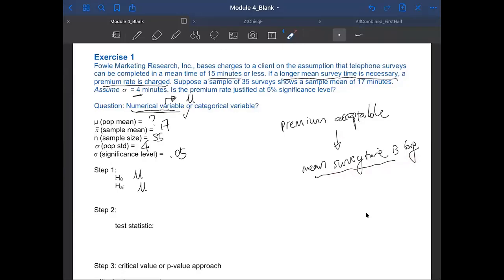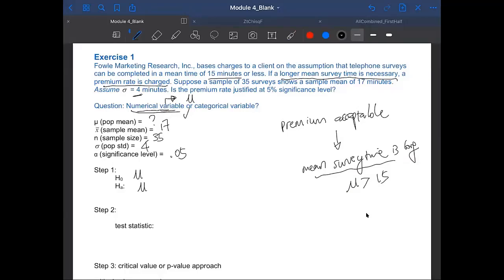Okay, so I'm going to change this one too. So mean survey time is just mu, right? If mu is too high, we're going to charge a premium. So how high is going to be considered high? I think they were comparing with 15, right? I think Jackson, or maybe Benjamin, said it was 15. So we were comparing to see whether mu is too long, mu is too high. So mu is 15. So premium is only acceptable if mu is more than 15.